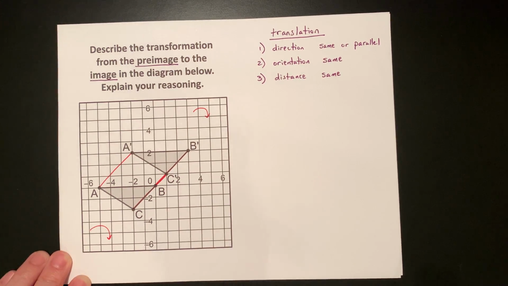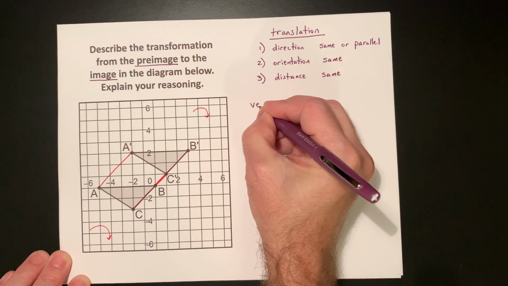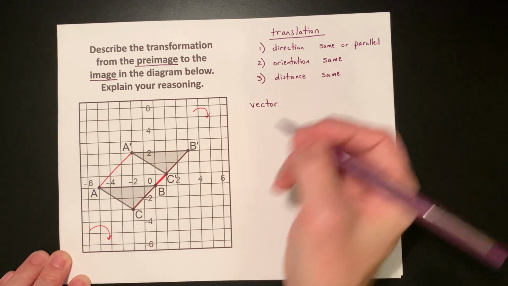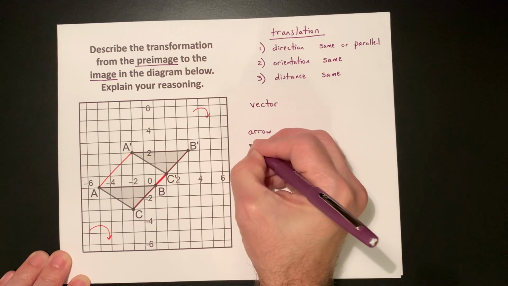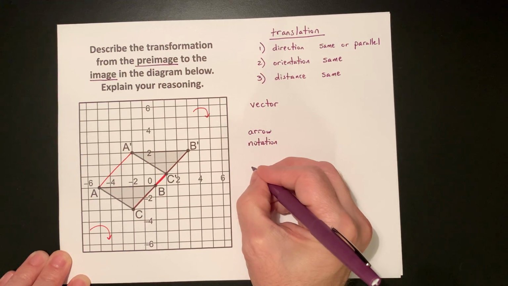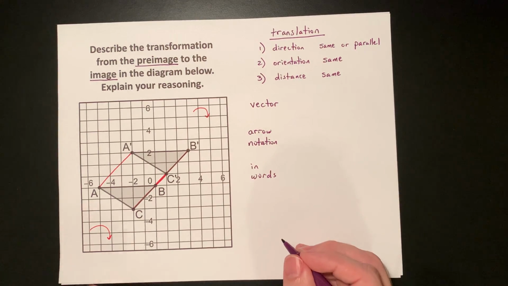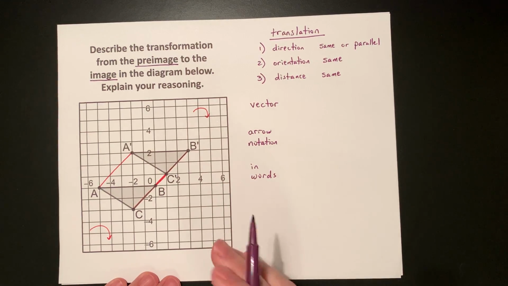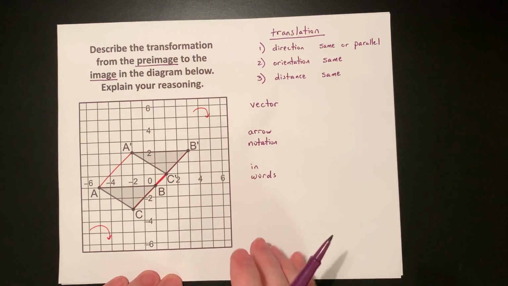So we've determined what it is. We now need to describe it. There's actually three different ways to describe a transformation like this. A translation can be described in a vector. It can be described in arrow notation. And it can also be described in words. I'm going to go ahead and describe it in words first because it's the easiest thing. It's the way that we generally think of it anyway.